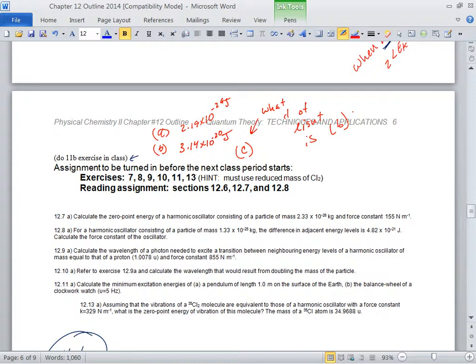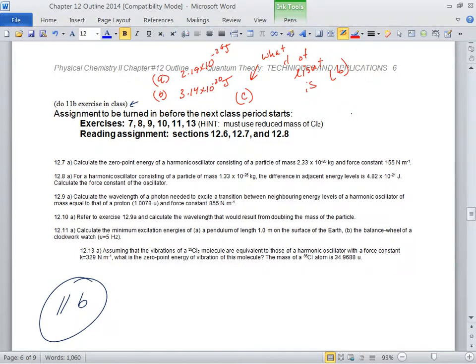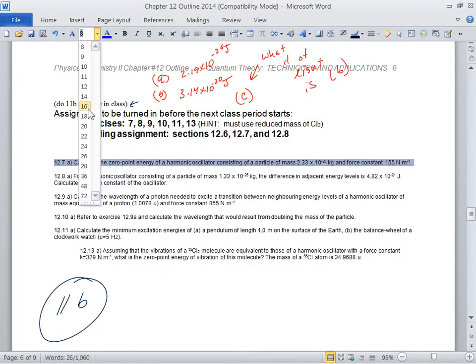Okay. So you're comfortable with 11B? Alyssa, you see what to do? Okay. How about 7A? Let's make these bigger.